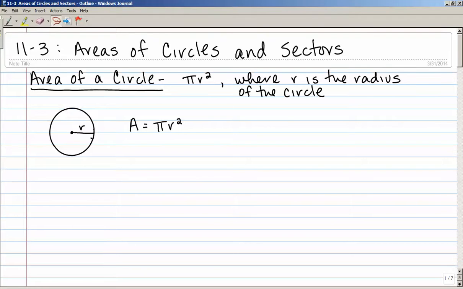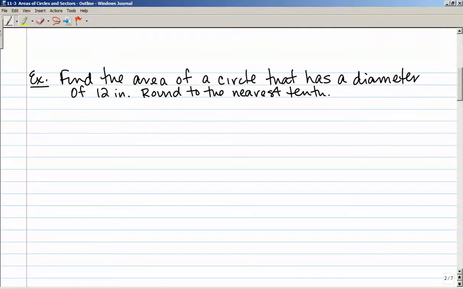Section 11.3 is on areas of circles and sectors. The formula for the area of a circle is pi r squared, where r is the radius of the circle. And recall from the last chapter that the radius is the segment that goes from the center to any point on the circle. Let's take a look at a couple examples here.